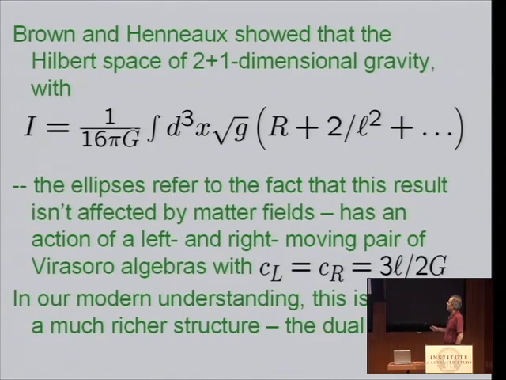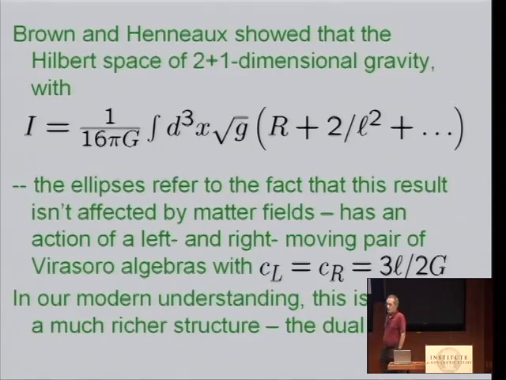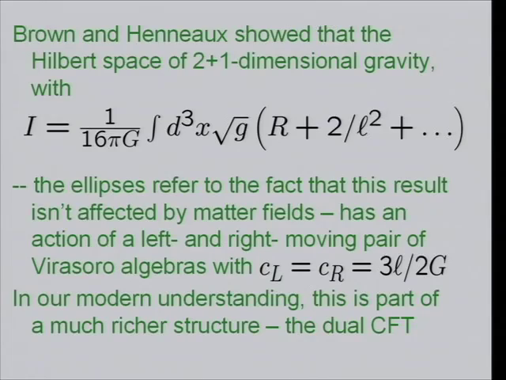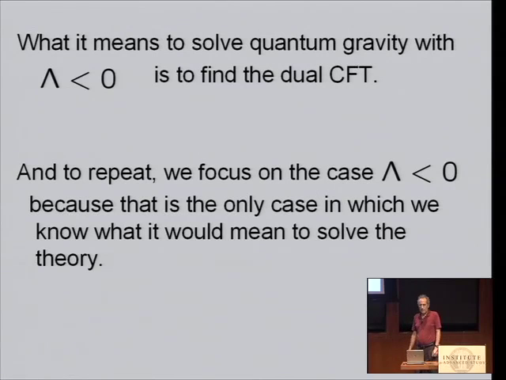They consider 2 + 1 dimensional gravity, perhaps with additional matter fields. In their analysis, it isn't important to have pure gravity. And they showed that it has an action of a left and right moving pair of Virasoro algebras with C left and C right given by their formula. Well, invariance under the Virasoro algebra is part of the structure of conformal field theory, but there's much more to conformal field theory. So from a modern point of view, what they're describing is part of the correspondence of the bulk theory with a conformal field theory on the boundary. So we can simply say what it means to solve the theory for negative lambda. What it means to solve it is to find the dual conformal field theory. And to repeat, we focus on the case where lambda is negative because that's the only case in which we know what it would mean to solve the theory.